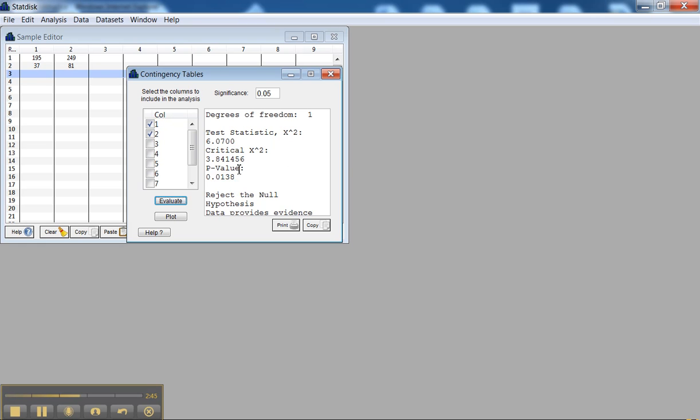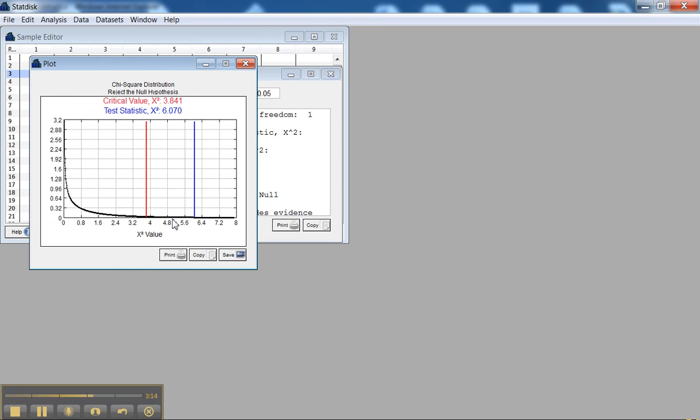Now our p-value, which is the probability of a type 1 error, or the probability of wrongfully rejecting the null hypothesis, is 0.0138. Our p-value is less than the significance level, which means we will reject the null hypothesis. So we see here, reject the null hypothesis. Data provides evidence that the row and column variables are dependent.